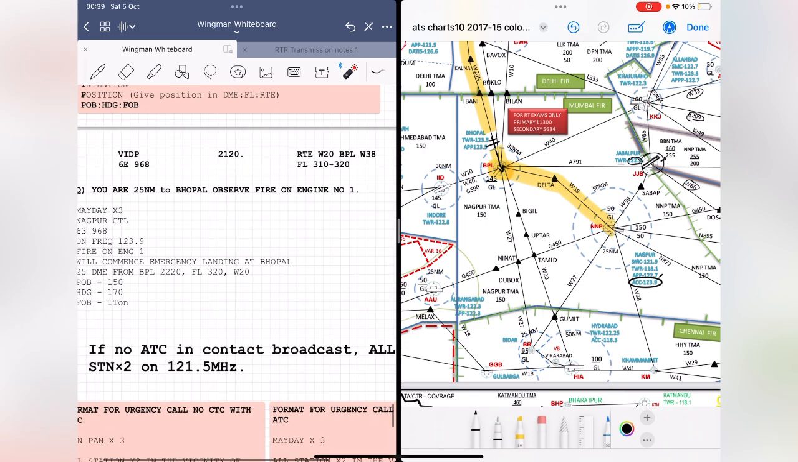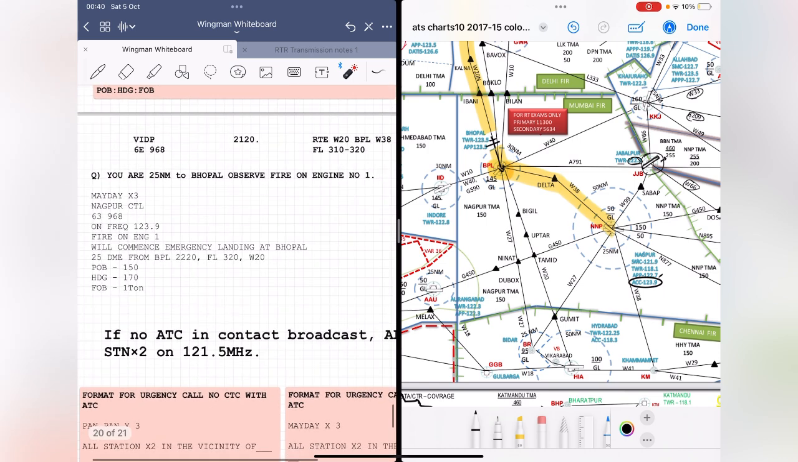So let's look at a situation. It's the same flight plan. We are flying from VIDP. We are iFly 968. The time is 2120 hours. Route is Whiskey 20 Bravo Papa Lima. From there we take Whiskey 38. We are maintaining flight level 310 and 320. Now, we are 25 nautical miles from Bhopal and we observe fire on engine number 1.